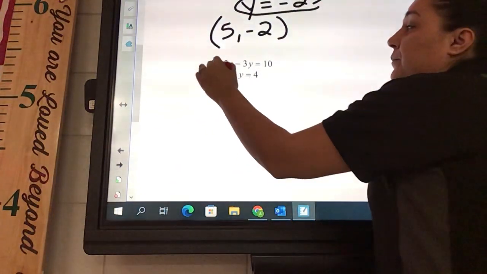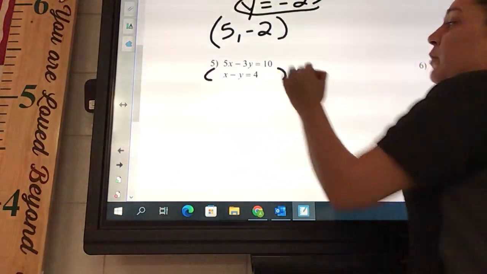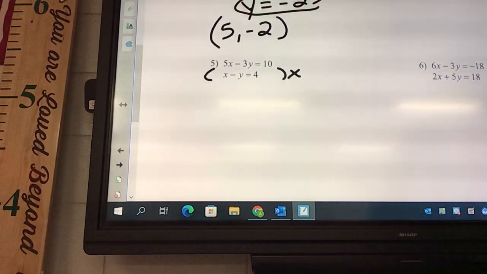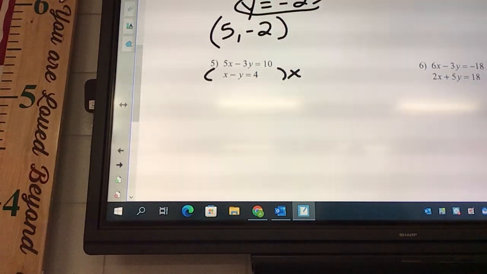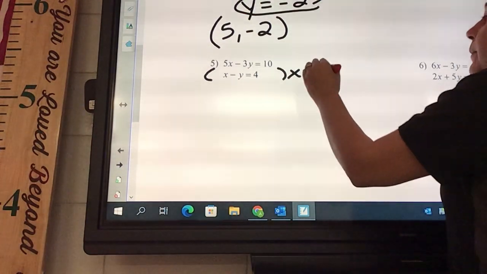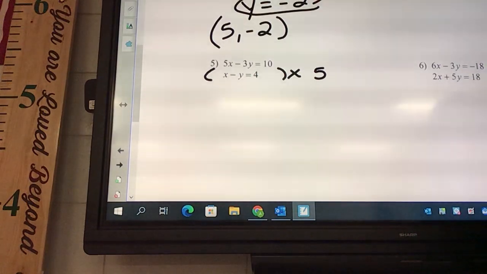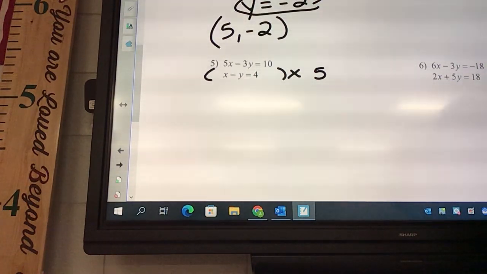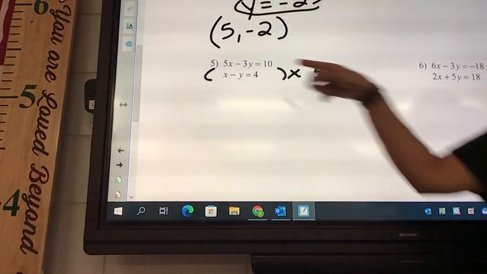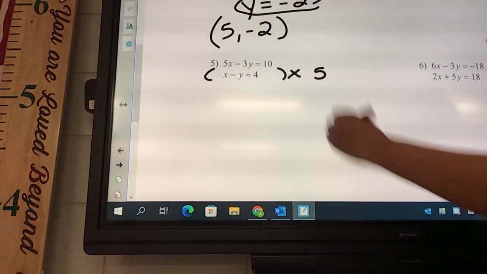So I can multiply this one by what to get it to be 5? 5. Okay, 1 times 5 is going to give me 5. Okay, and in order for us to add them together, because that's the easiest, it needs to be a negative 5. Okay, that way this is a positive 5 and that's a negative 5.